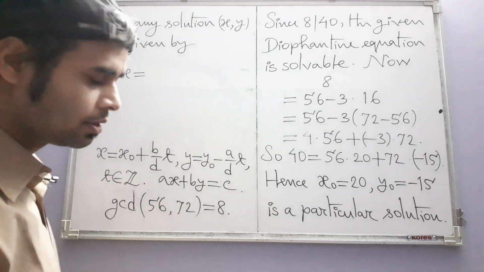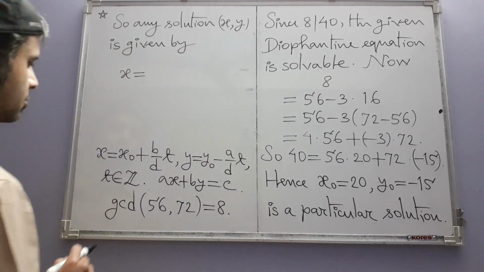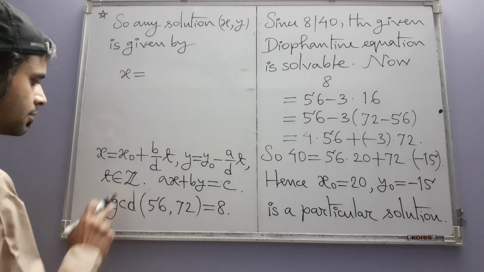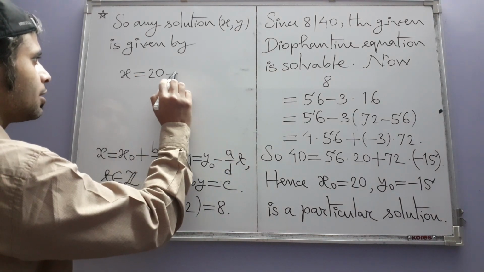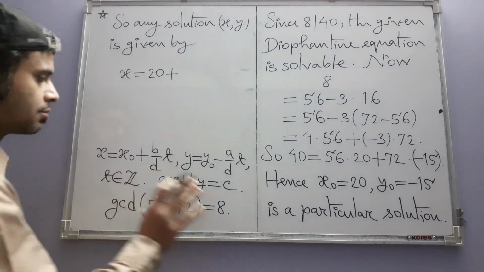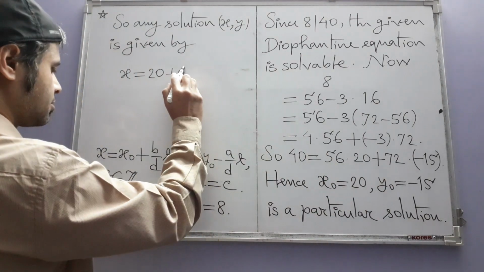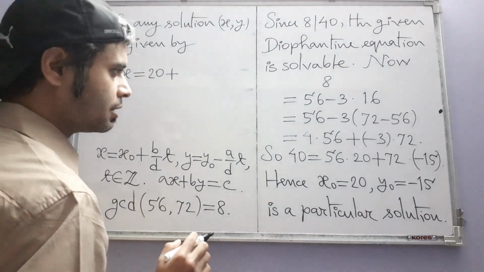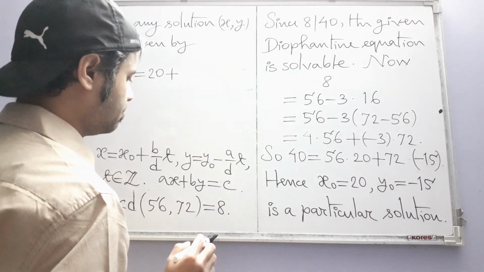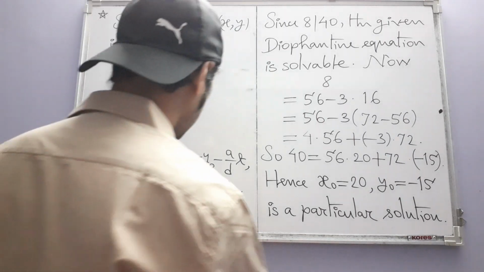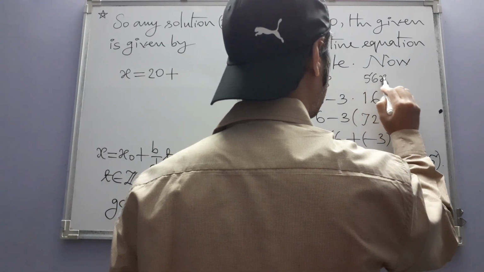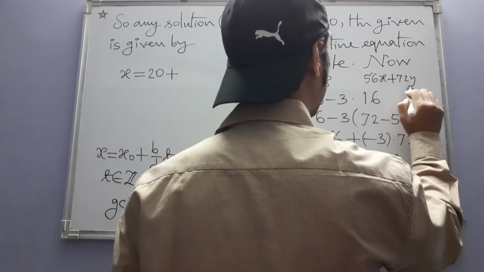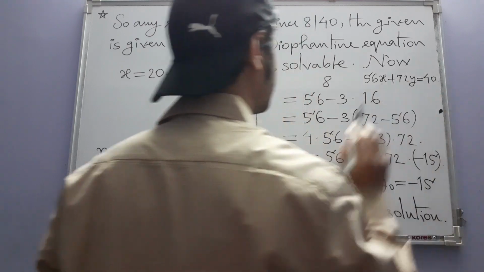d divides c. Okay, so now we are going to use these expressions. So our x naught is 20 plus, just for the sake of clarity, let's write what b is in this case. I lost the equation now. So the equation is simply, it was this: 56x plus 72y equal to 40.